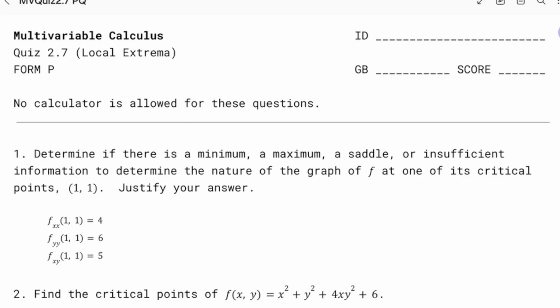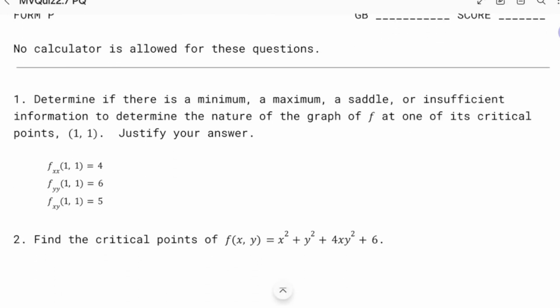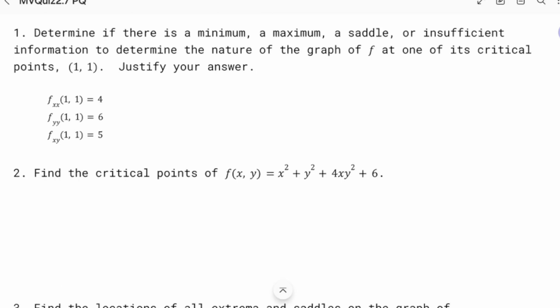In this video, I'm going to be working a multivariable calculus quiz over local extrema. So we're going to be using the second partials test a lot. First, we're just going to determine if there's a minimum, maximum, saddle, or insufficient information to determine the nature of the graph of f at one of its critical points, (1, 1).